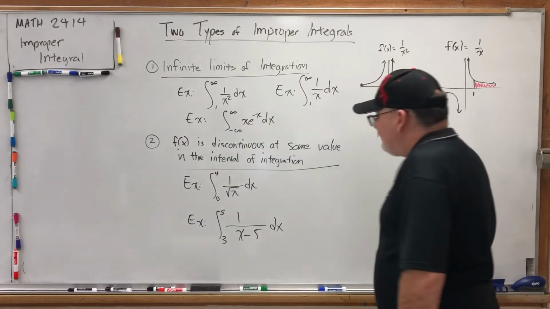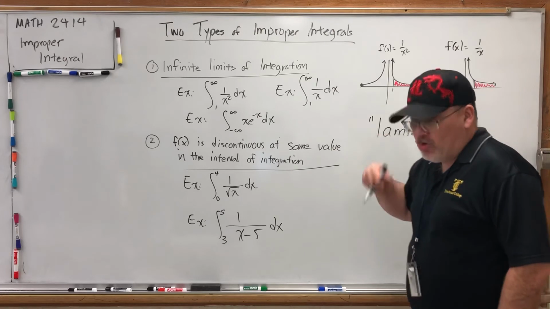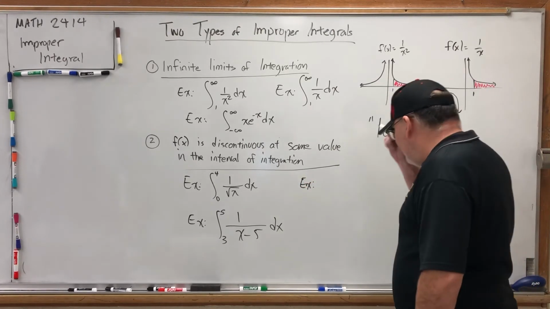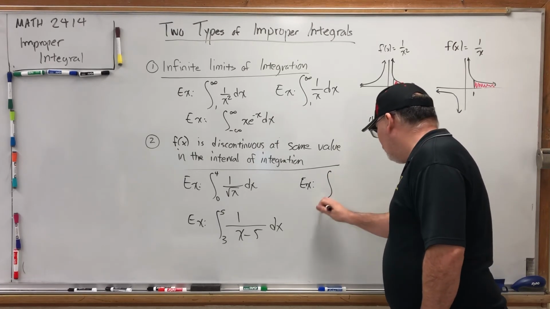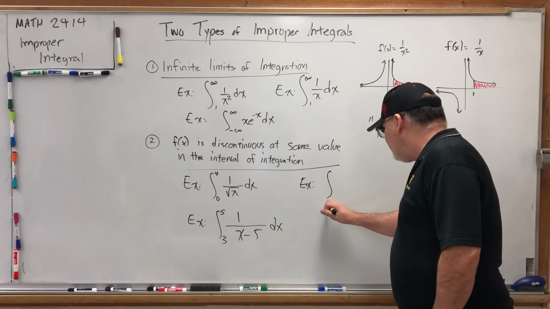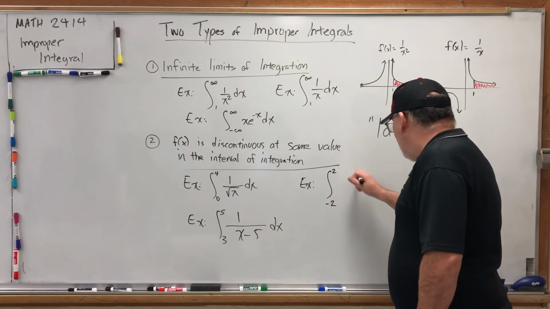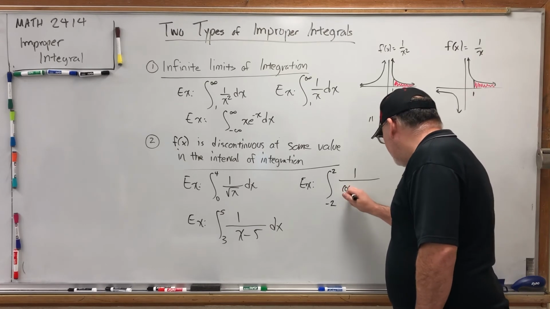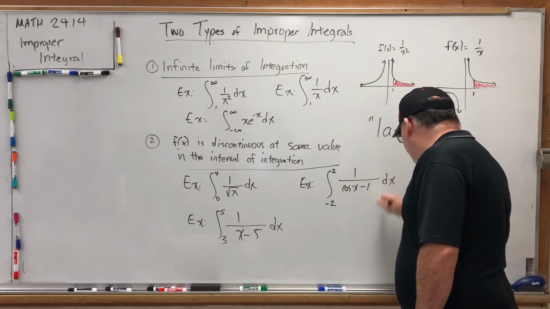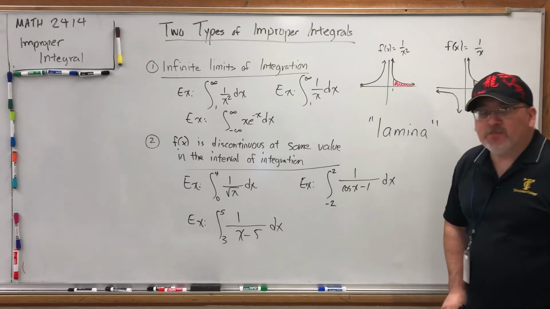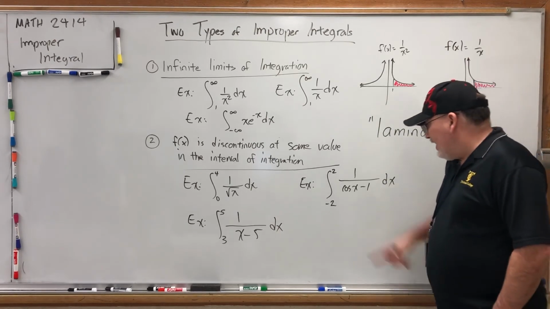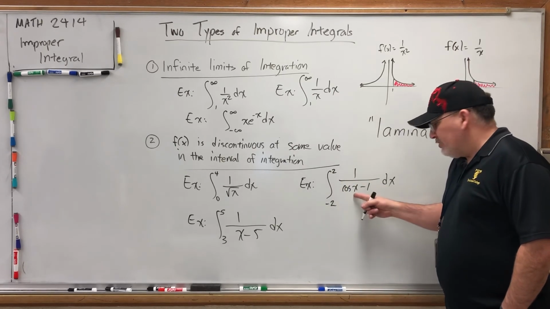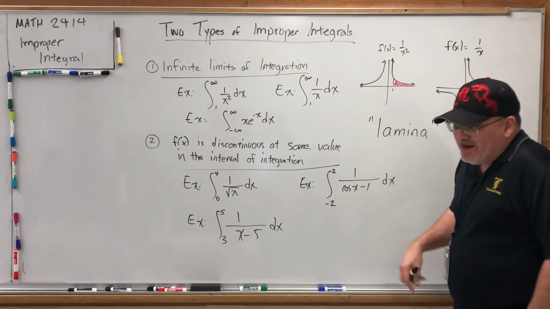But it doesn't just have to be discontinuous at the lower or upper limit of integration. It could be discontinuous somewhere in the middle. For example, if we had something like the integral from, let's just say from negative 2 to 2 of 1 over, let's say cosine of x minus 1 dx. That looks fairly harmless, but when x is equal to 0, which is between negative 2 and 2, cosine of 0 is equal to 1. 1 minus 1 is 0, and that causes a problem.